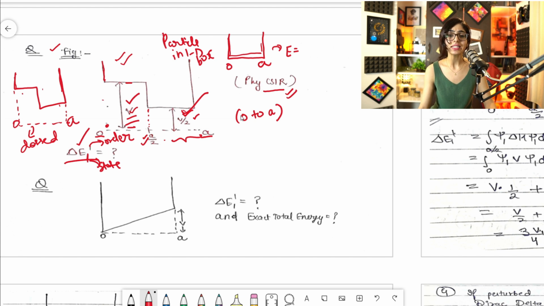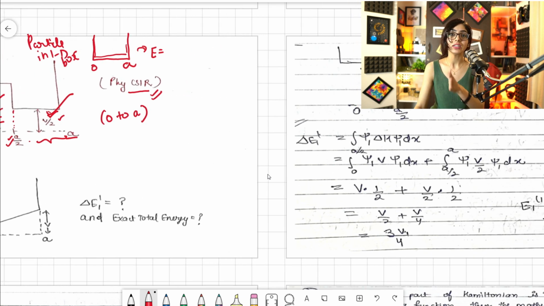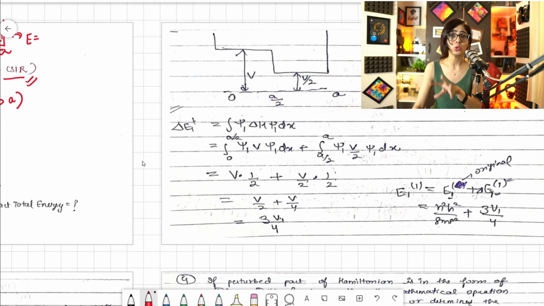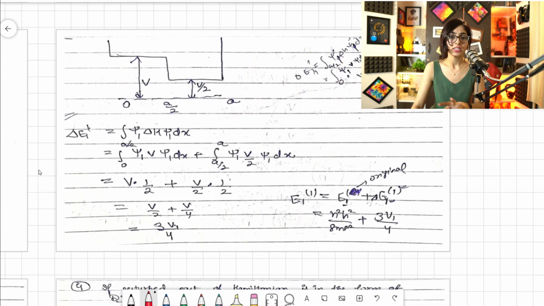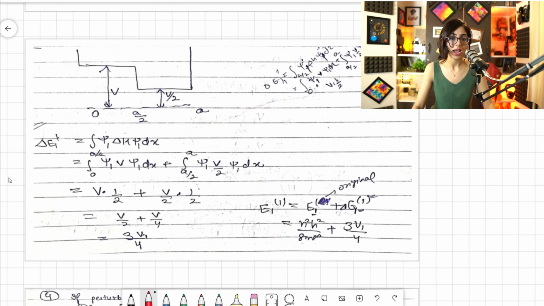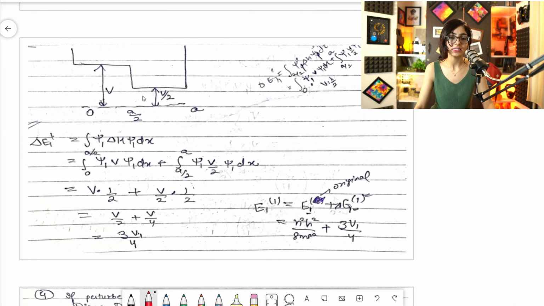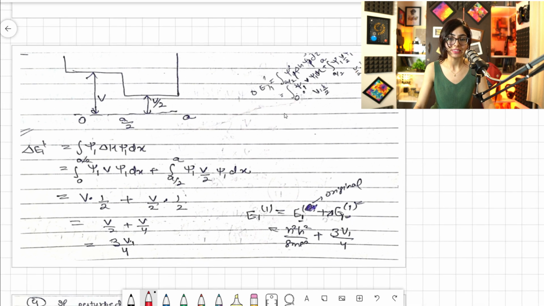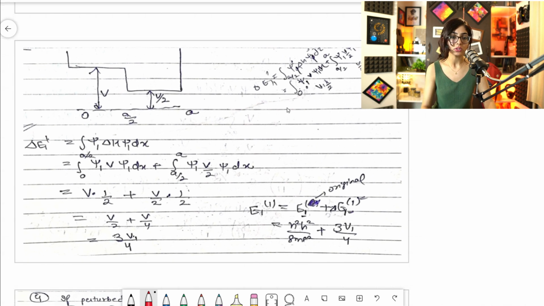Clear? So let's see its solution and how things will be solved. Basically, we'll divide it into two parts and we'll add them. Clear? Let's see what will happen. The question is given like this. I hope it is completely visible to all of you. This part is perturbed by V, and this part is V by 2, and we need to find this energy correction.